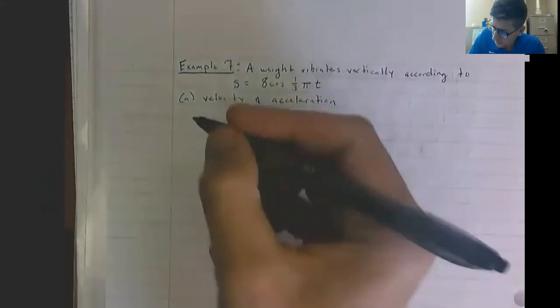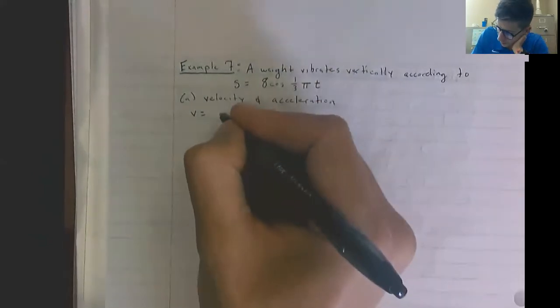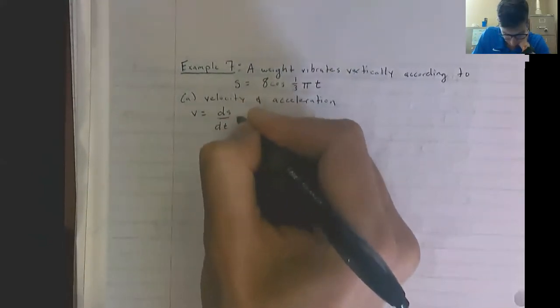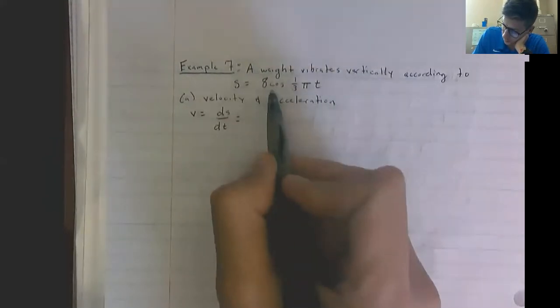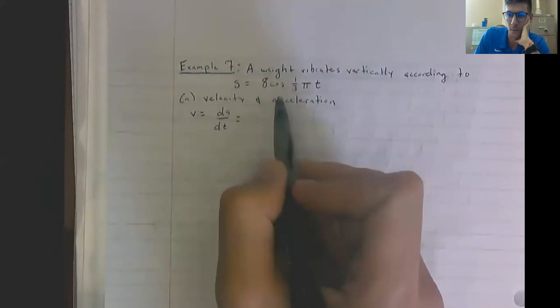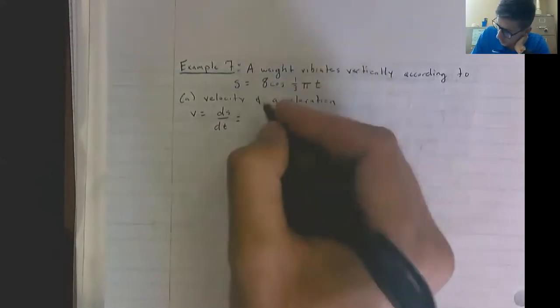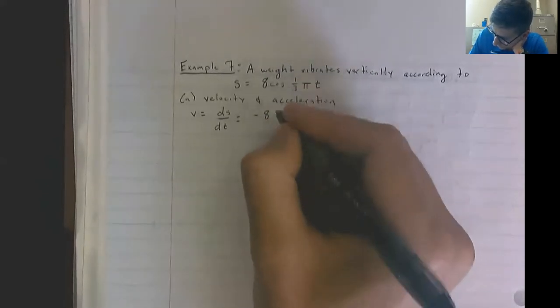So velocity, we know, is the first derivative of s with respect to t, which for us, we're going to differentiate this guy. Chain rule all the way. So the outer function is cosine. So the outer function differentiates into the opposite of sine.